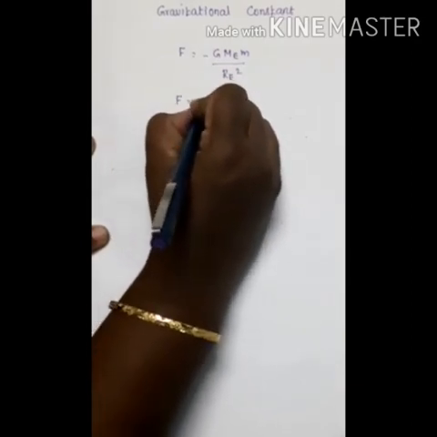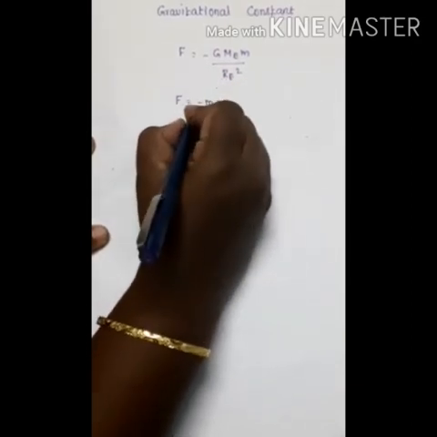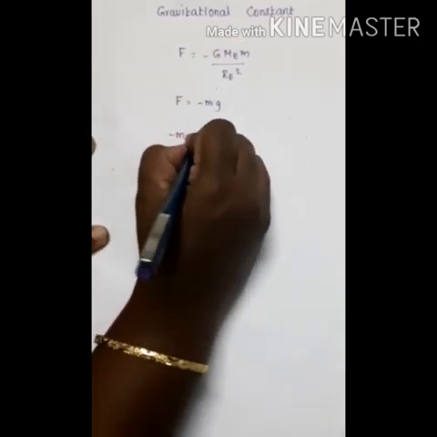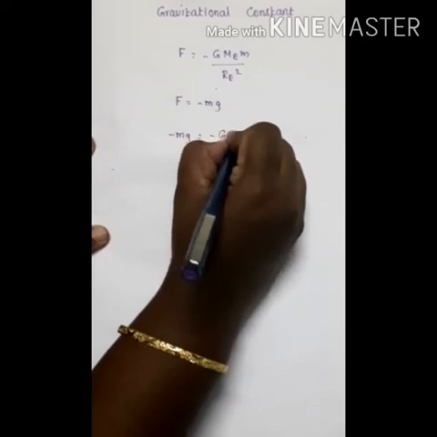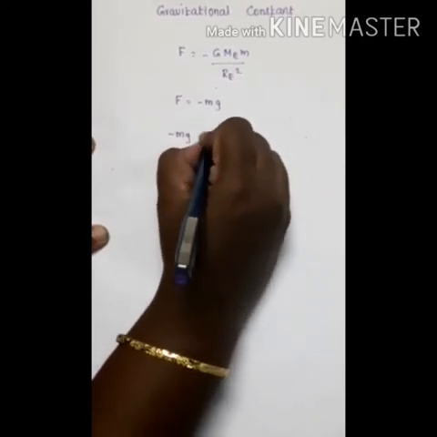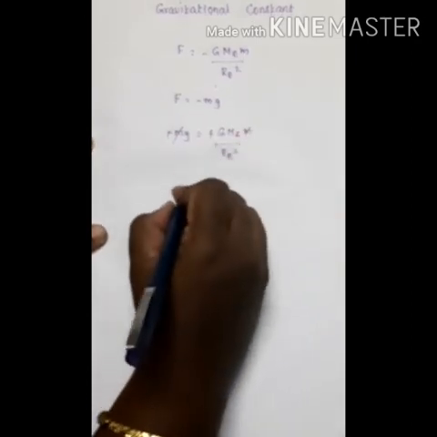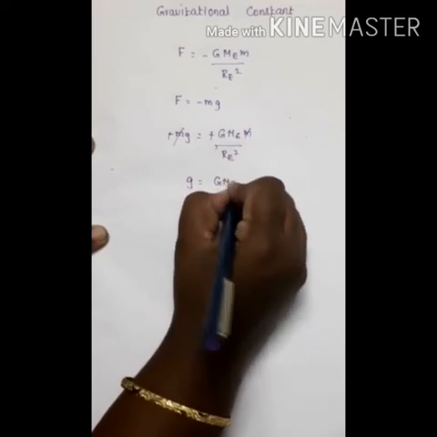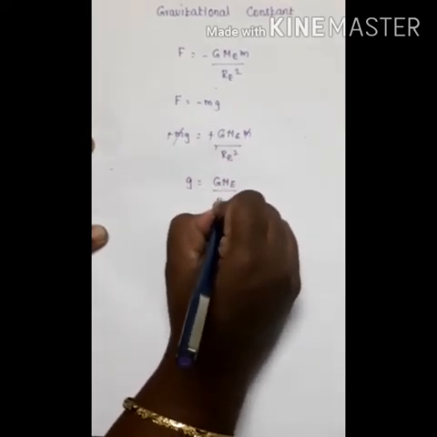According to Newton's second law of motion, F is equal to minus mg. Comparing the above two equations, we write minus mg is equal to minus G M_E m by R_E square. Minus minus cancel, m cancel. Therefore, g is equal to G M_E by R_E square.